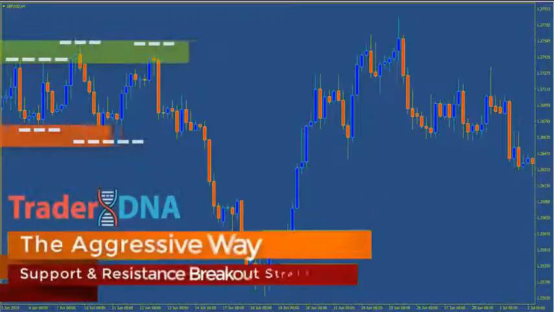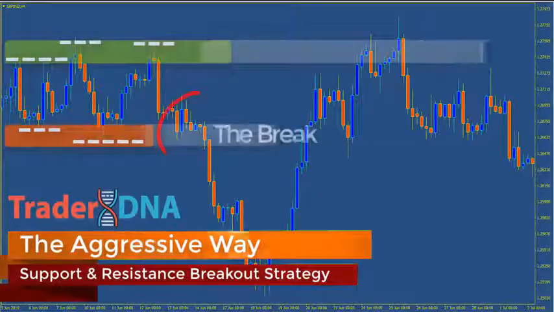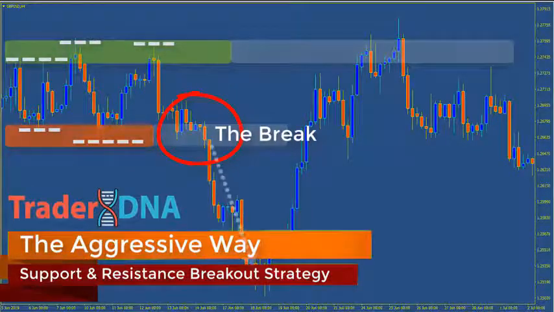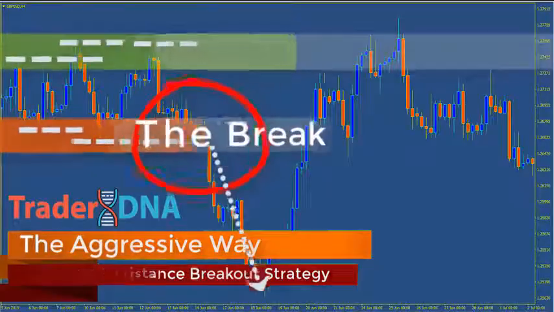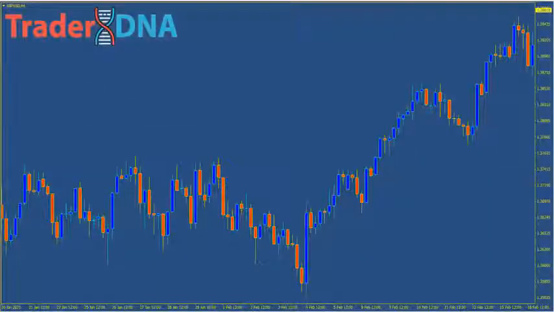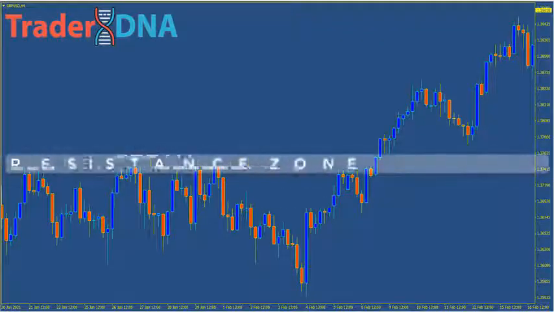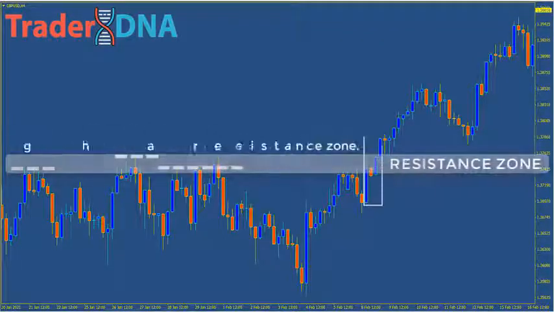The aggressive way, or support and resistance breakout strategy. The simplest way to play breakouts is to buy or sell whenever price passes convincingly through a support or resistance zone. The keyword here is convincing because we only want to enter when price passes through a significant support or resistance level with ease.